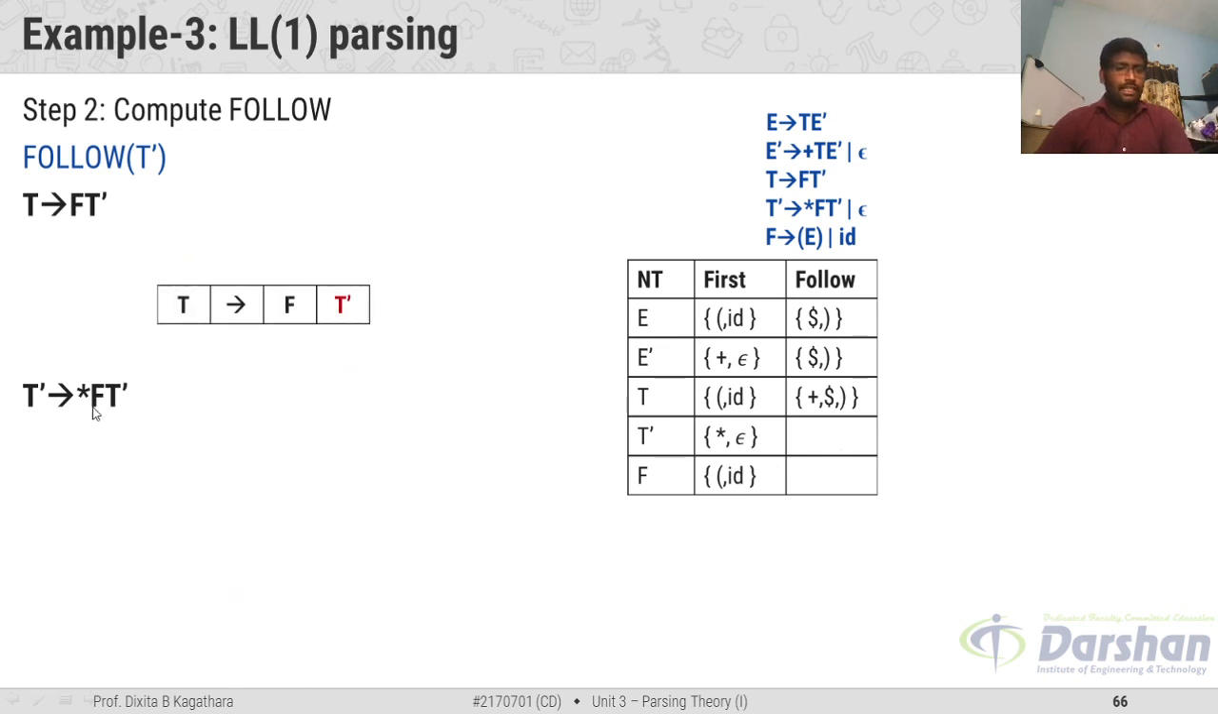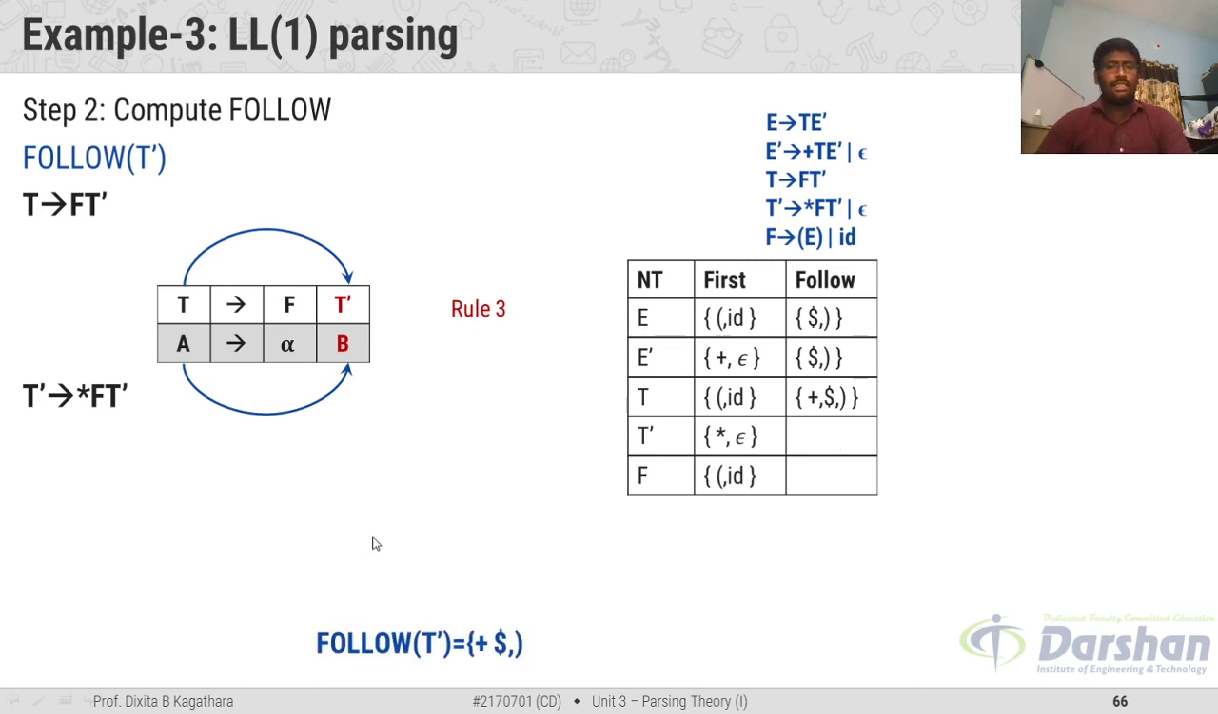Follow of T dash here: T dash implies star F T dash. So follow of T dash is equal to follow of T only. We have already found this previously: plus, dollar comma right parenthesis. T dash is not followed by any other symbol. That's why follow of T dash equals plus comma dollar comma right parenthesis.